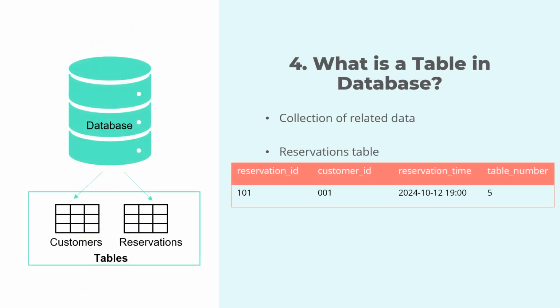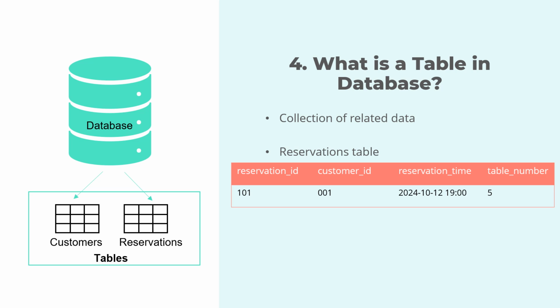Question number 4. What is a table in database? A table in a database organizes data into rows and columns, much like a spreadsheet. Each table represents a specific entity like customers or reservations, and each row holds a record, while each column stores a specific type of data.